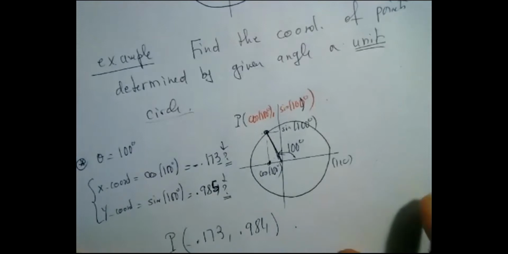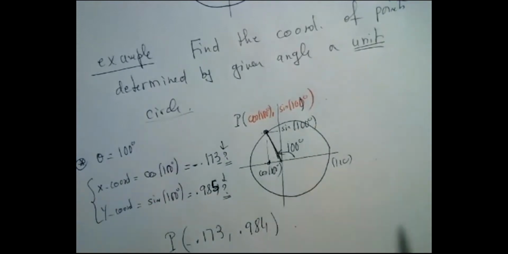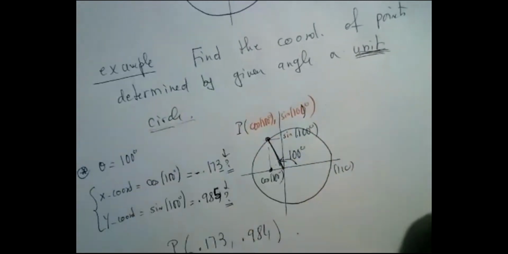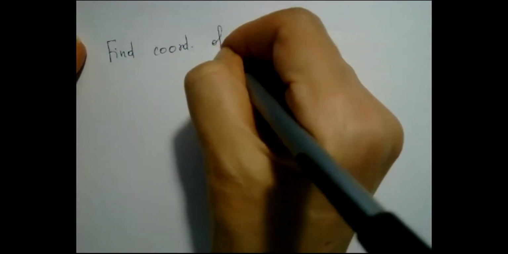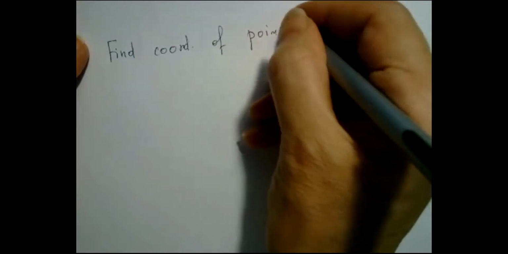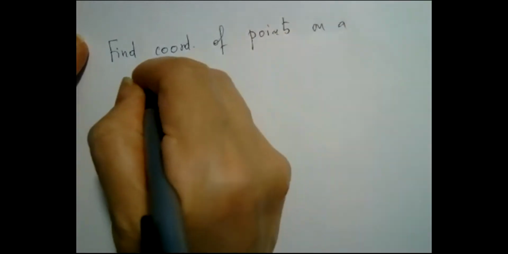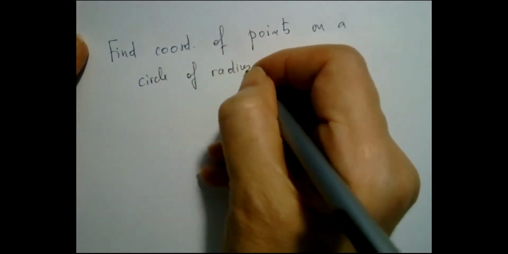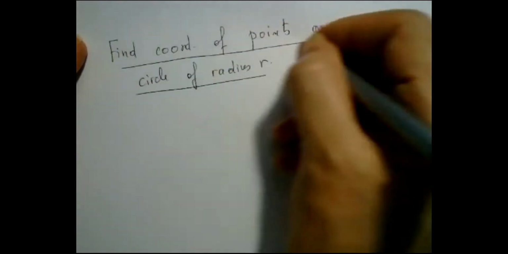All right, so that's the idea for the unit circle. Now I give you the angle, you have to find the point. This is true as long as I have a unit circle. Now, what if I have a circle which is not a unit circle? Find the coordinates of a point on a circle of radius r. It's not unit anymore. How will the picture change?